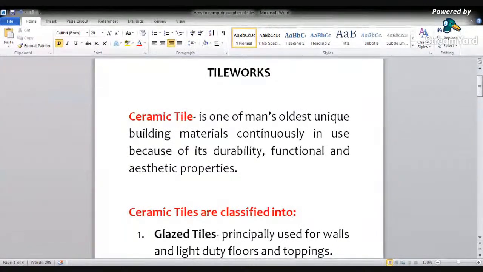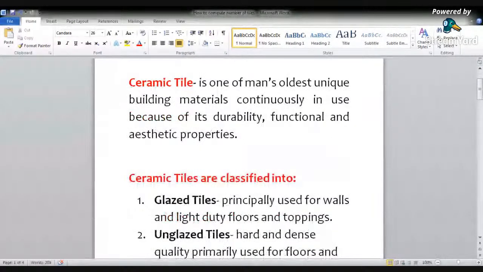Ceramic tiles is one of man's oldest unique building materials, continuously used because of its durability, functional, and aesthetic properties. So, commonly used in floor tiles and wall tiles is the ceramic tiles.